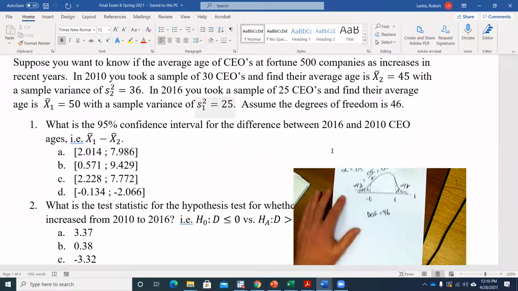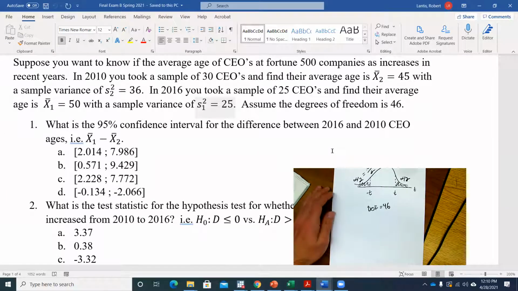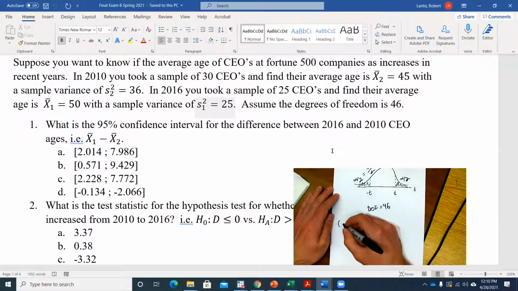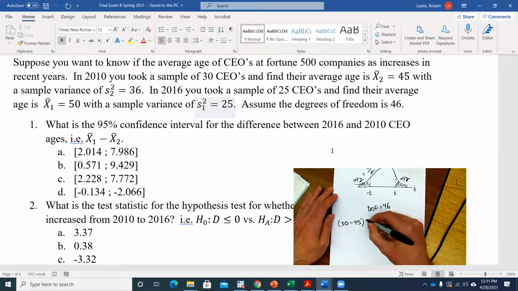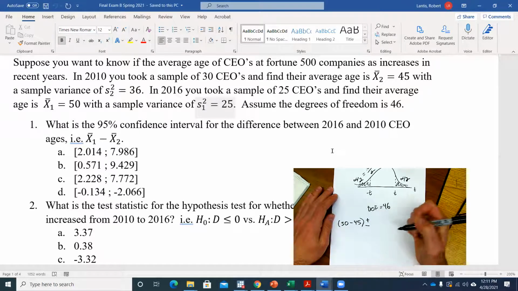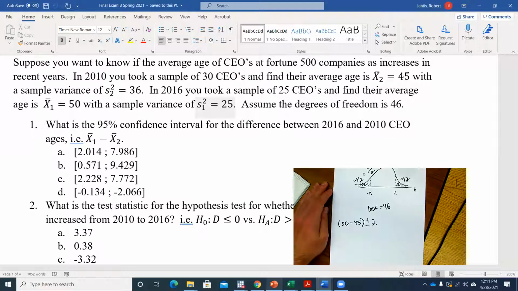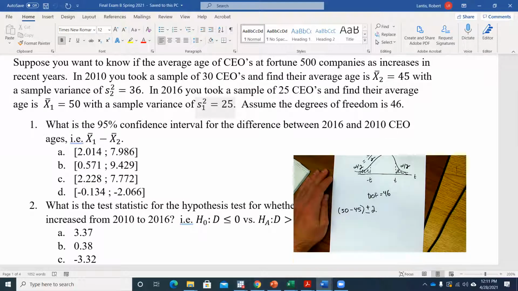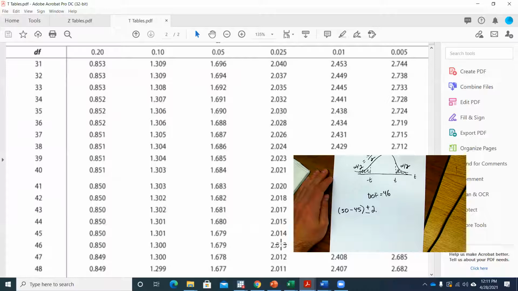So the first thing I was looking at was the difference in the sample means. Group 1 was the newest years. They had a sample mean of 50, minus the sample mean from the first group, which was 45. Add to get my upper bound, subtract to get my lower bound. We've looked at the value of 2.013. That was that t-value we needed.